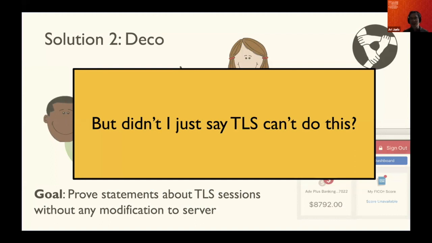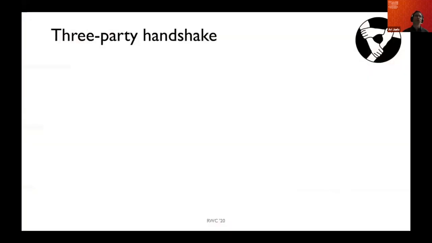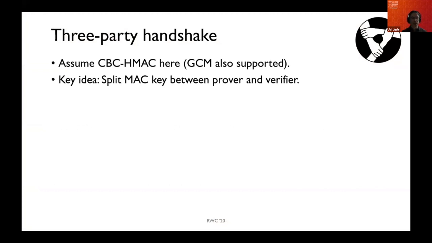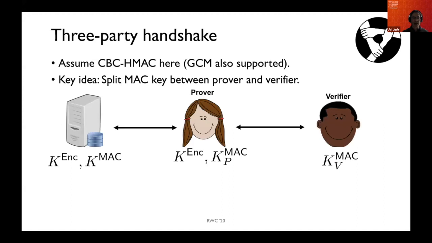The way that Deco sidesteps this impossibility is using what we refer to as a three-party handshake protocol. Here I'll assume the use of CBC-HMAC, a cipher suite supported in older versions of TLS, TLS 1.2 for instance, not TLS 1.3, but Deco can also support TLS 1.3 and its GCM-based cipher suite. The key idea is that this MAC key, which allowed Alice to forge information in relaying it from the bank to Bob, is going to be split between the prover and the verifier. So initially, at least, the prover will not have direct access to the MAC key.